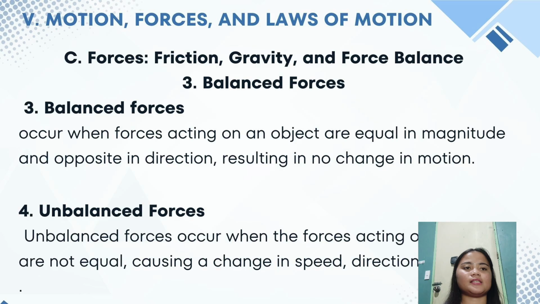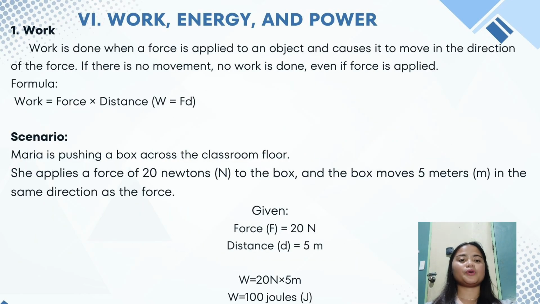Next is work, energy, and power. Work is done when a force is applied to an object and causes it to move in the direction of the force. If there is no movement, no work is done, even if force is applied. Here is the formula: work is equal to force times distance, or W equals F times d.